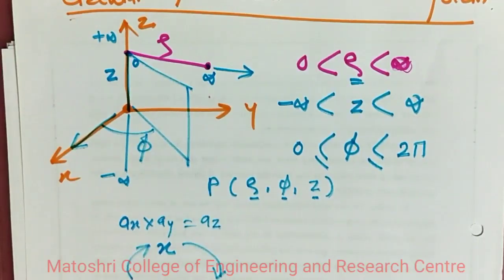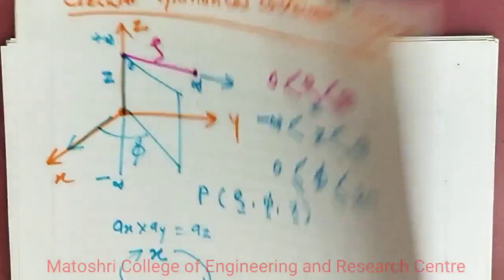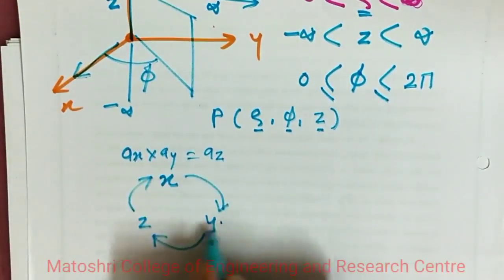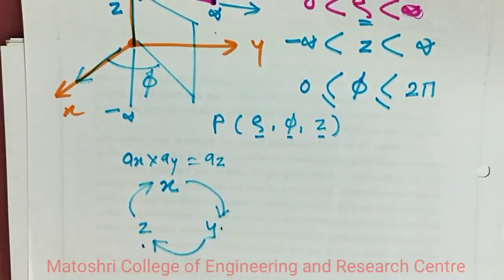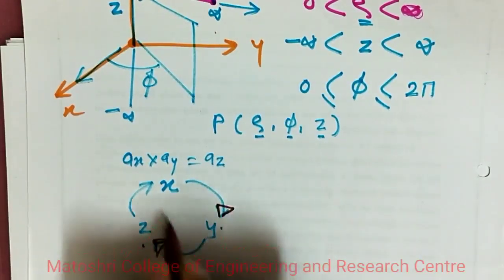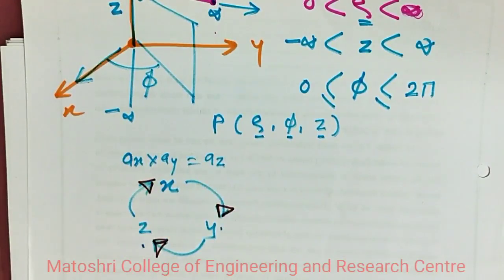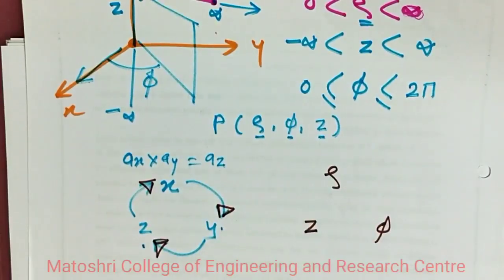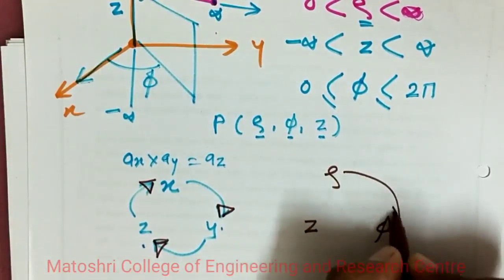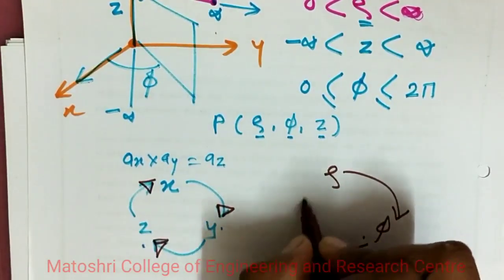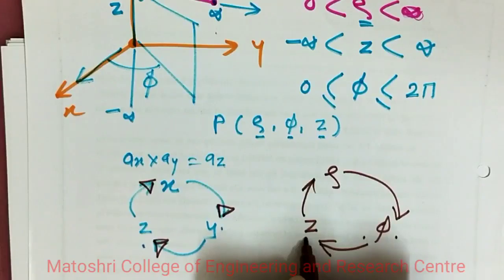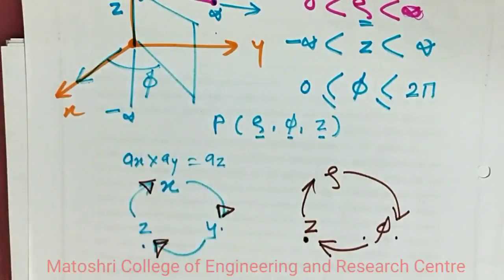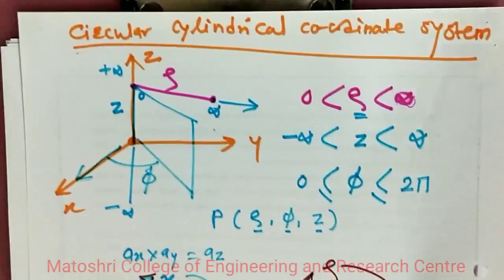So if you are doing x cross y, it will be plus az. If you move in the direction of the arrow for the cross product, the cross product is positive, and that's why the order is x, y, z. Similarly, over here it is rho, phi and z. If you have rho cross phi, it is plus az, and phi cross az gives rho, or vice versa. And that's why these coordinates are given in the sequential form rho, phi and z.